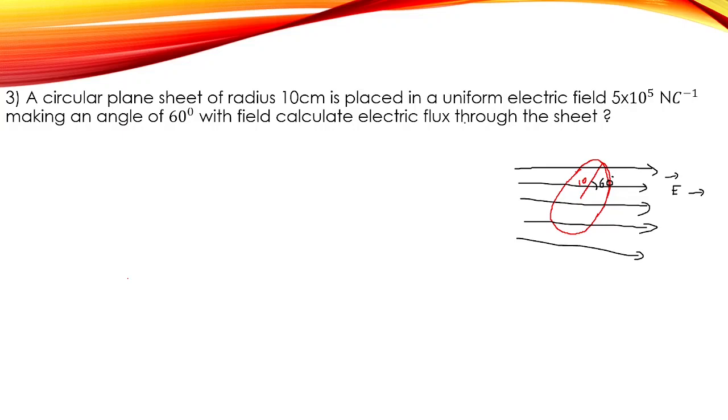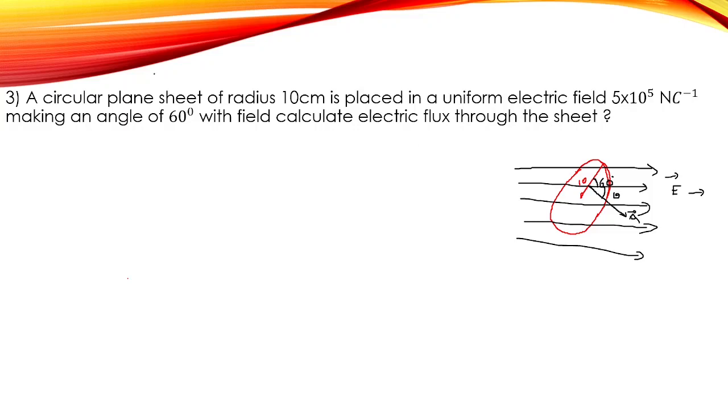Now we need to find the electric flux through the sheet. To find the electric flux, we need to know the area vector. The area vector will be perpendicular to this surface, so this is our area vector A. What is the angle between our area vector and electric field? This will be the angle. Let's consider this angle as our theta. We need to find theta, then only we can put that theta in our equation, right?